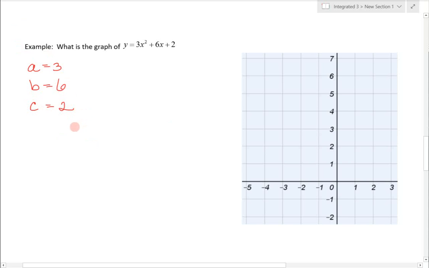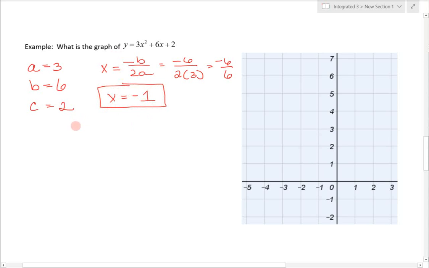So A is 3, B is 6, C is 2, right? I'm just going to start you off with helping to find X. X is the opposite of B over 2A. So opposite of 6 is negative 6 over 2A, which would be 2 times 3, which is negative 6 over 6, right? So what's X become? X was negative 1.